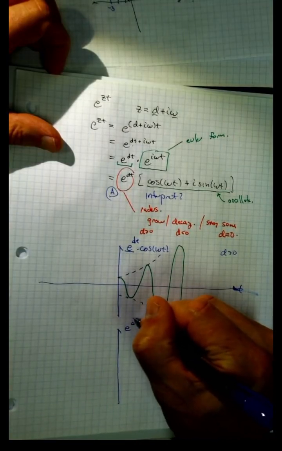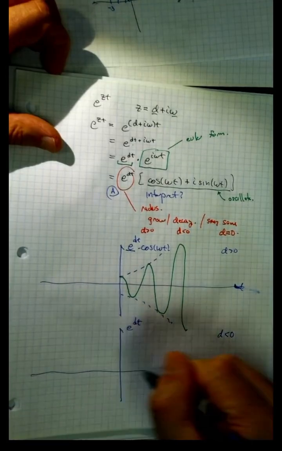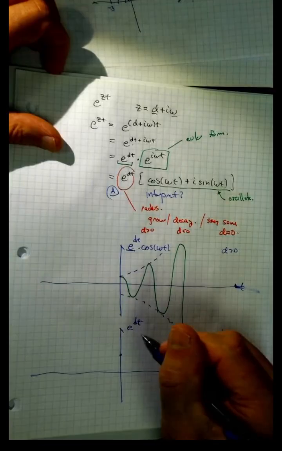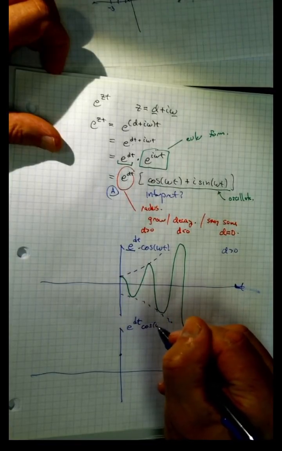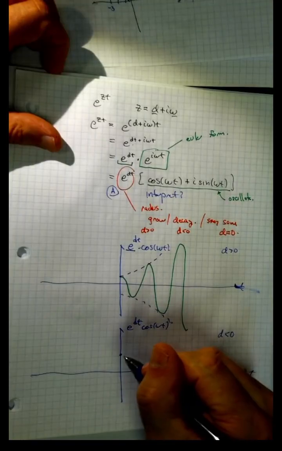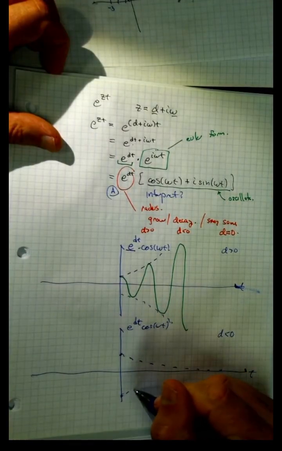Likewise, so e to the dt, if I look at the case d less than 0, and this is going to be e to the dt cosine of omega t. If d is less than 0, this e to the dt is going to decay to 0.